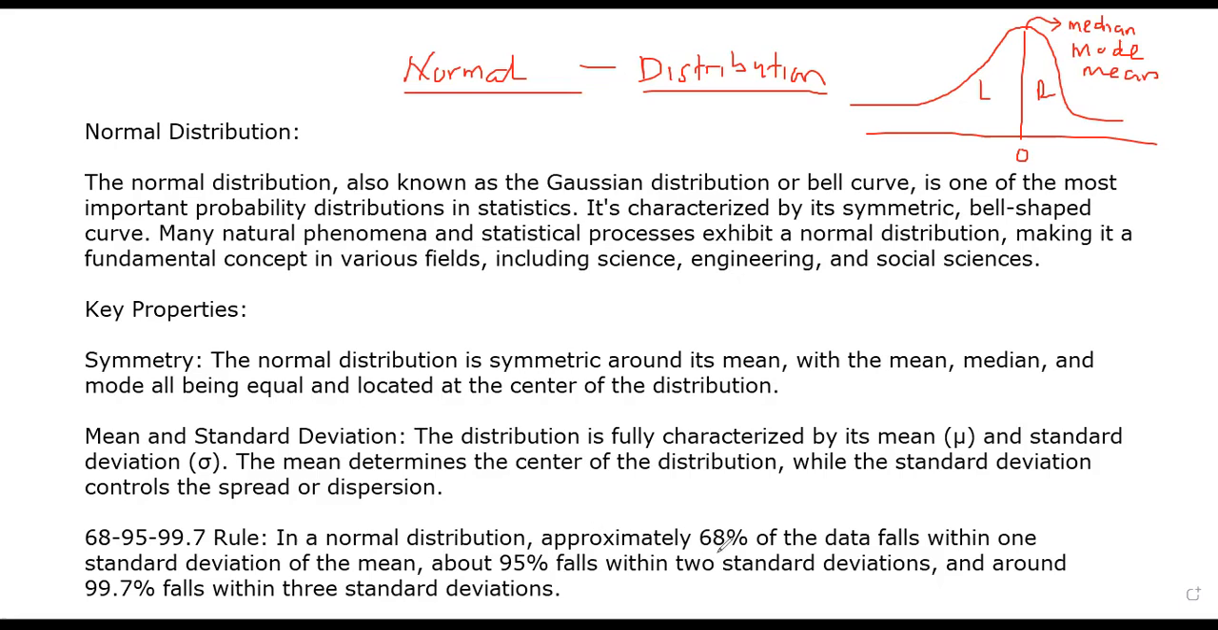It approximately follows an empirical rule, where 68% of the data is within 1 standard deviation, 95% within 2 deviations, and 99.7% is within 3 deviations. So these are the key properties that you need to align yourselves with for what we call the normal distribution.